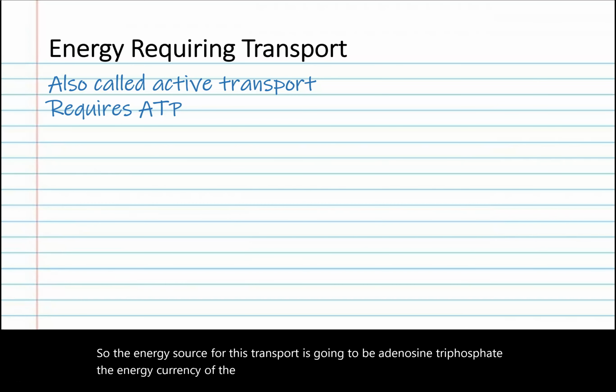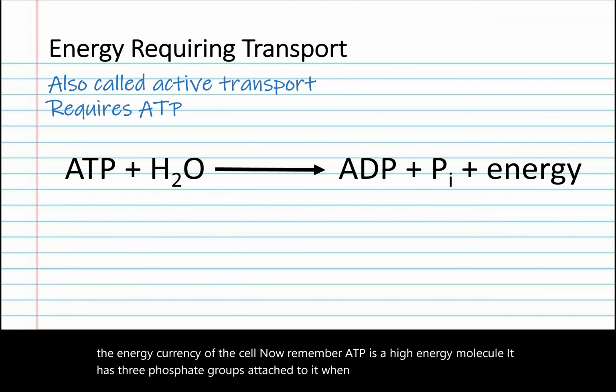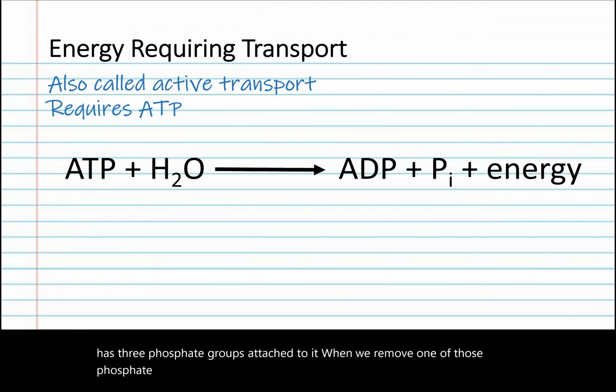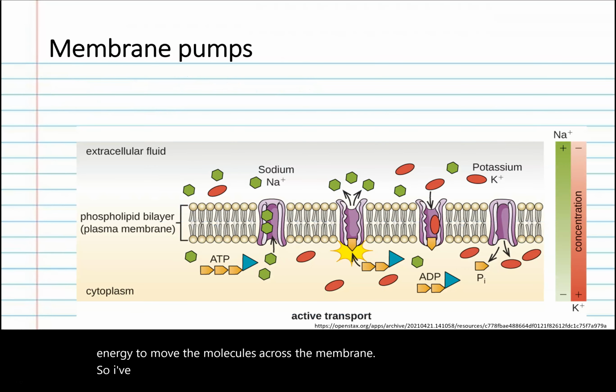So the energy source for this transport is going to be adenosine triphosphate, the energy currency of the cell. Now remember, ATP is a high energy molecule. It has 3 phosphate groups attached to it. When we remove one of those phosphate groups, we release energy. In energy requiring transport, we use that energy to move the molecules across the membrane.